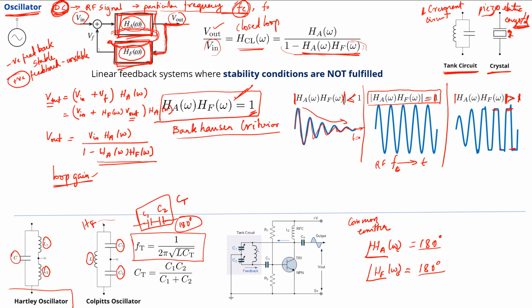Now, the configuration for that common emitter configuration is what you see here. The emitter here, the base here, the collector here. Typically, a transistor is an amplifier, and the collector terminal is going to be the output. Part of the collector is fed back to the input base. This tank circuit is essentially H_F of omega, the feedback gain, and it adds an additional 180 degrees to the inverting amplifier. So this makes sustained oscillations at the output at a particular frequency, which is determined by C1, C2, and L.